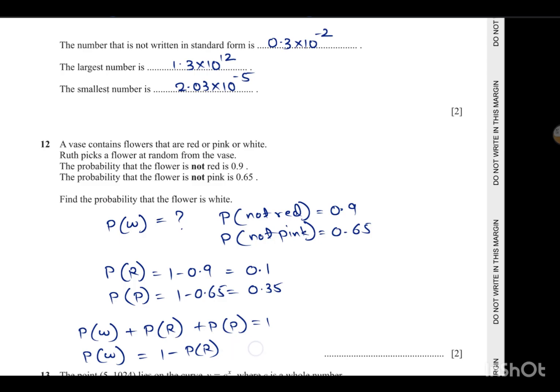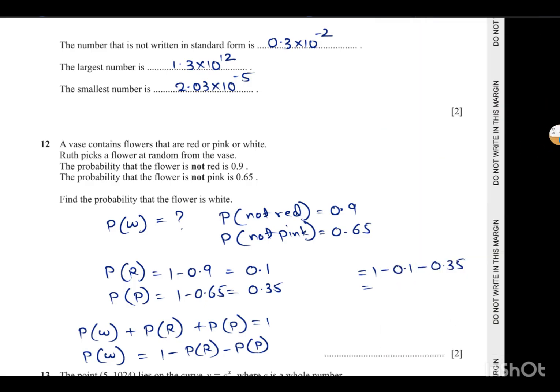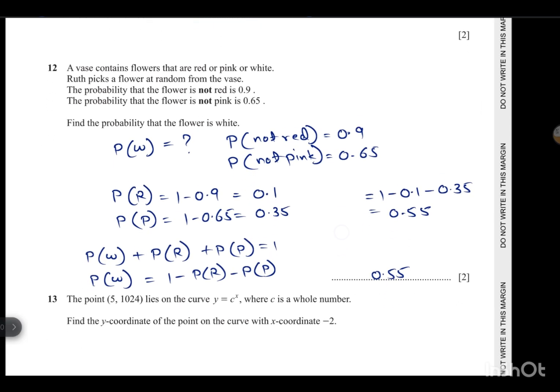That means you can even write the minus sign directly. Now substitute them. That is equal to 1 minus 0.1 minus 0.35, which is 0.55. So the probability that a white flower is picked is 0.55. Question number 13.